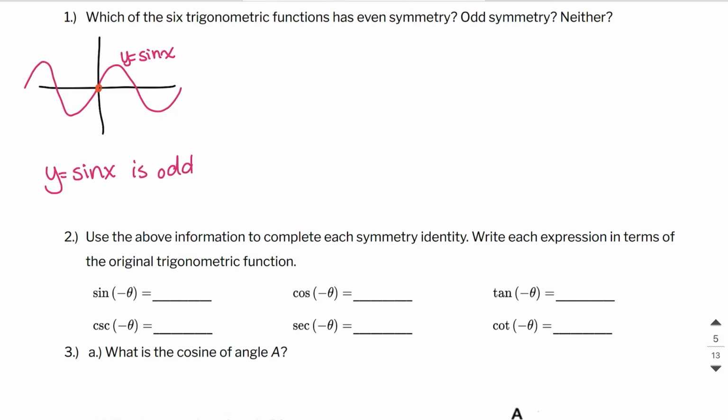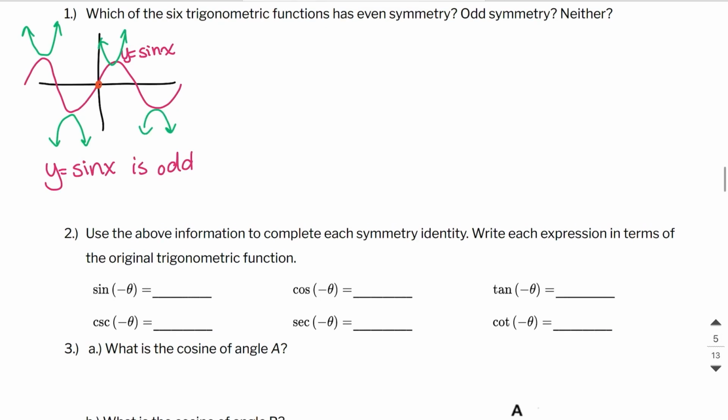And then let's take a look at cosecant x. So cosecant x is going to look like this right here with some asymptotes where the x-intercepts are for sine x. And same thing right here, this has rotational symmetry. If I take this and I rotate it around, it will look just like this right here. So this is also odd.